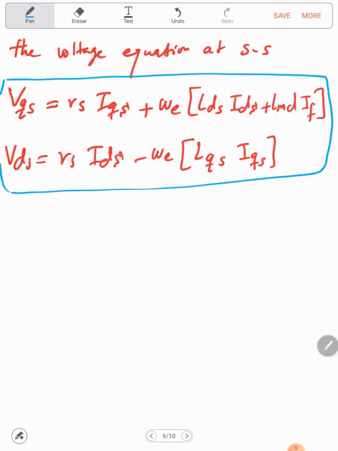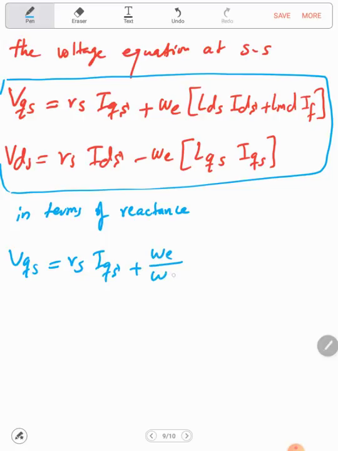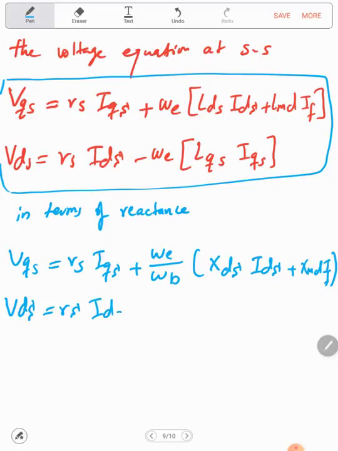Voltage equation at steady state also can be written in terms of reactance. So simply here, in terms of reactance, V_qs will equal R_s I_qs plus omega_e over omega_b X_ds I_ds plus X_md I_f, and V_ds is equal to R_s I_ds minus omega_e over omega_b X_qs I_qs.